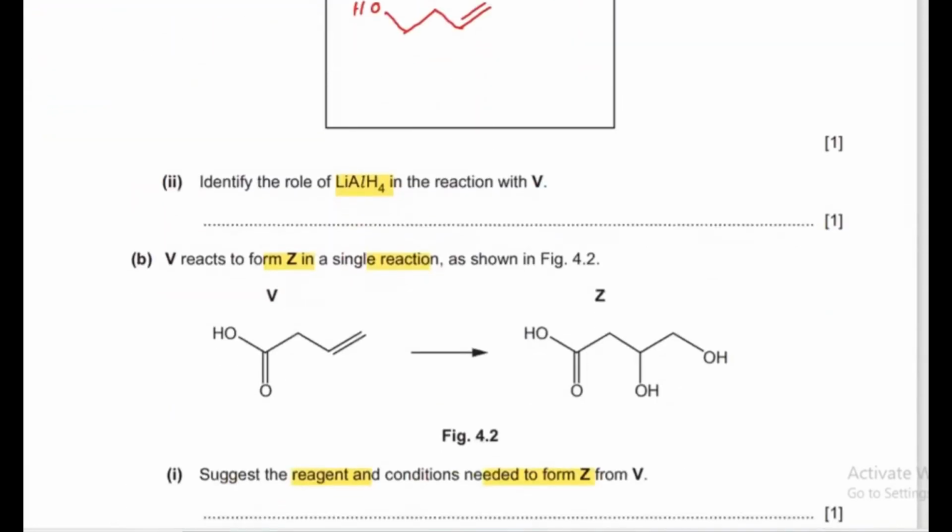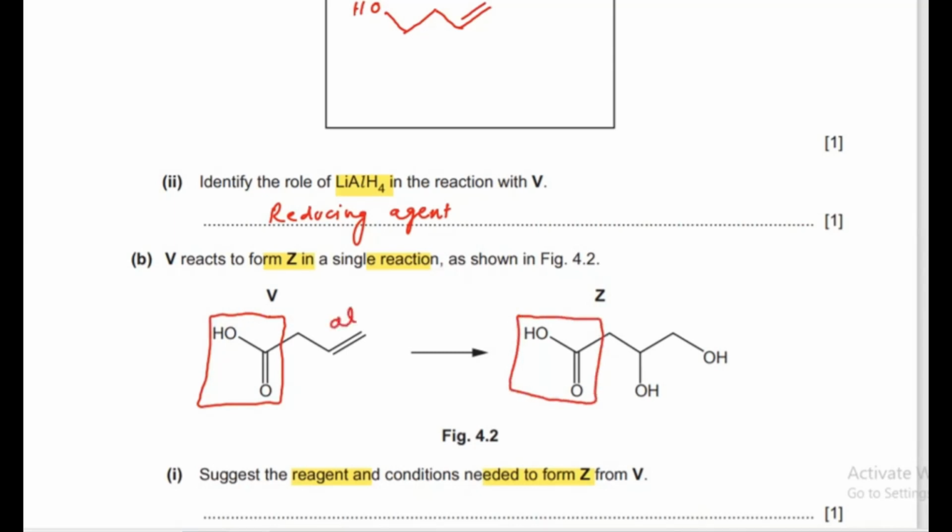Then identify the role of LiAlH4. The role of LiAlH4 is that it is a reducing agent. It causes the reduction of the carboxylic acid but oxidizes itself. V reacts to form Z. This is V, this is Z, in a single reaction as shown. As you can see, the carboxylic acid part is the same. There is no change in this part.